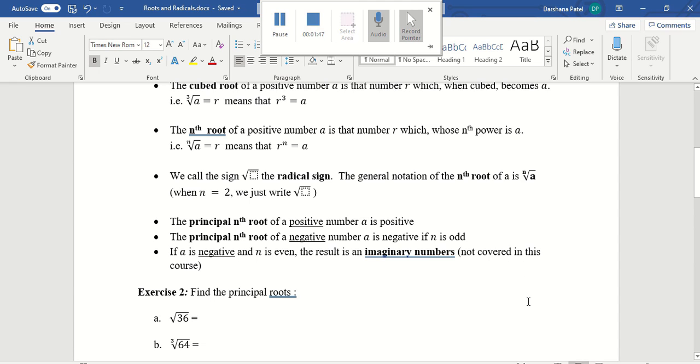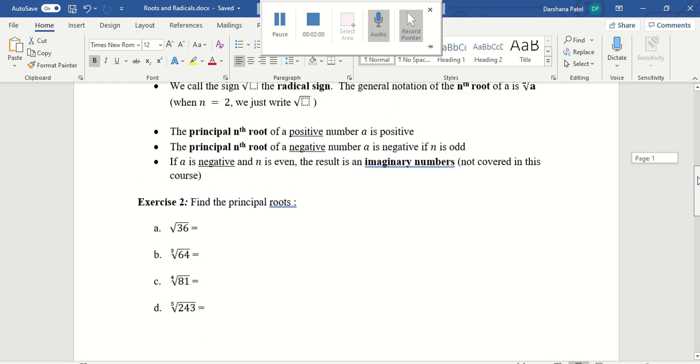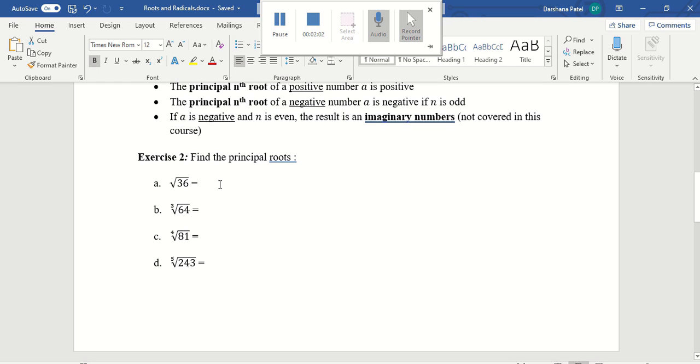The principal nth root of a negative number a is negative if n is odd. If n is even, the result is complex numbers, also known as imaginary numbers, which we don't cover in this course. Find the principal roots of some of these numbers.